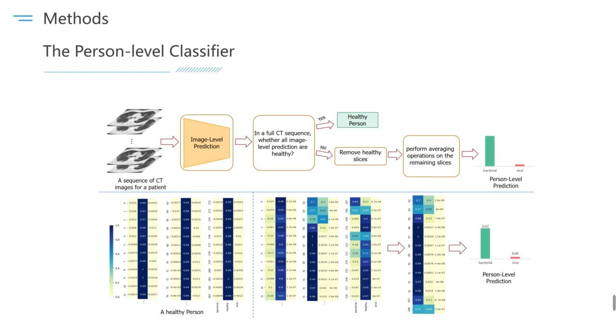We exclude the slices with healthy prediction results and calculate the average probabilities for the remaining slices. By comparing the average distribution probabilities of bacterial and viral pneumonia, we select the label corresponding to the largest average value as the person level prediction for the test sample.